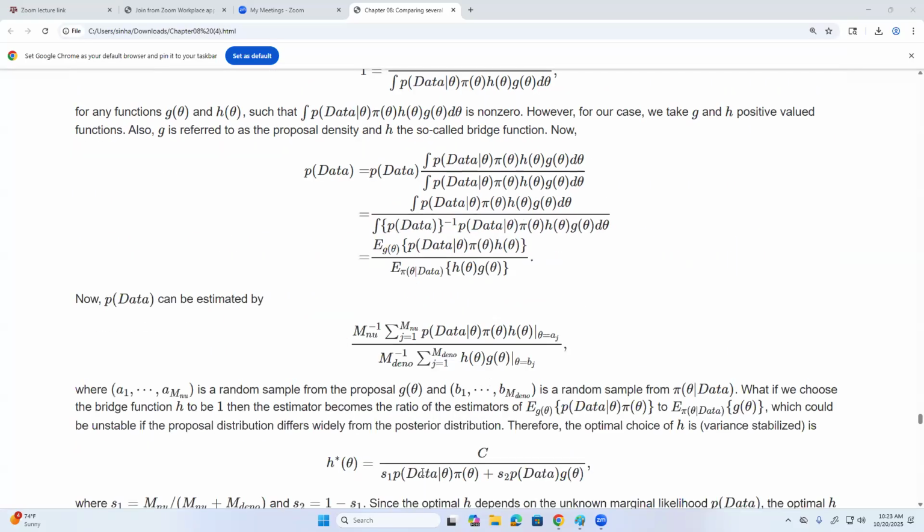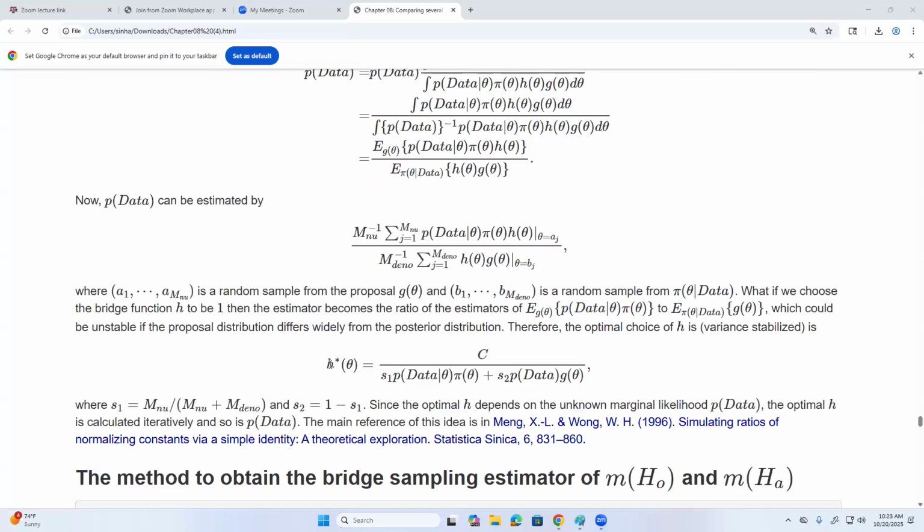And what we have seen is that the optimal bridge function is H star, which is a constant C times something. That constant does not matter. Why? Because if I plug in this H star right here in the numerator and in the denominator, that C will be cancelled. Therefore, we do not need to pay attention to the constant term. But what matters is the part involving theta.